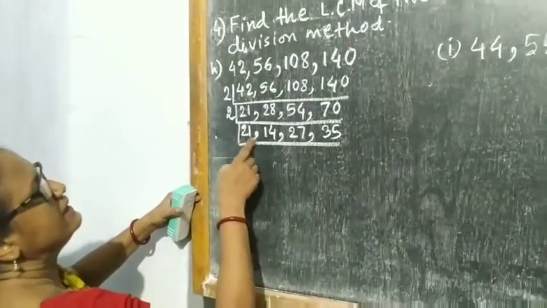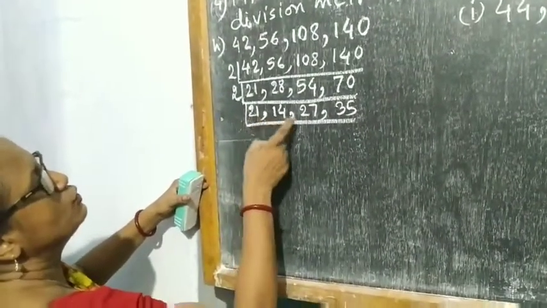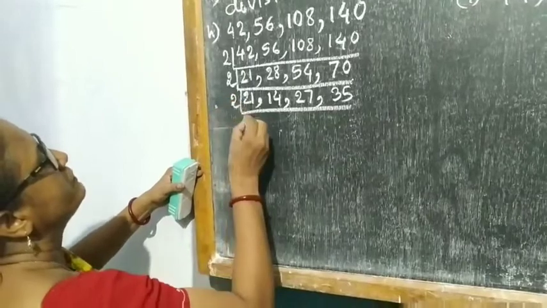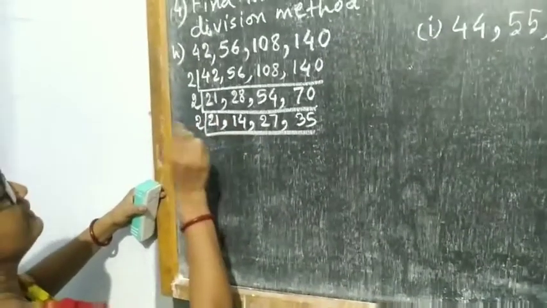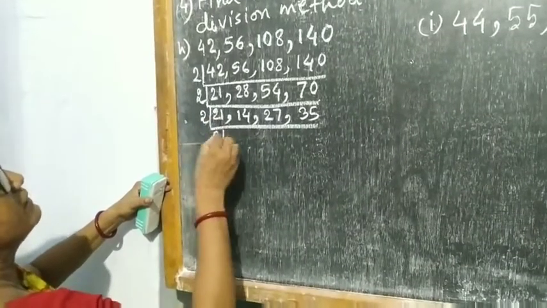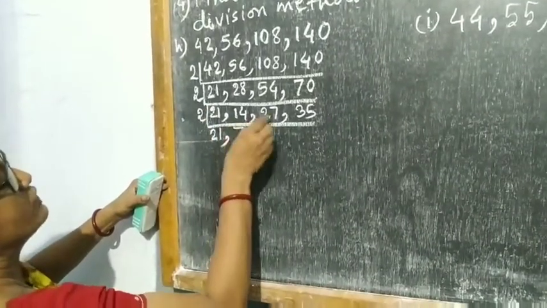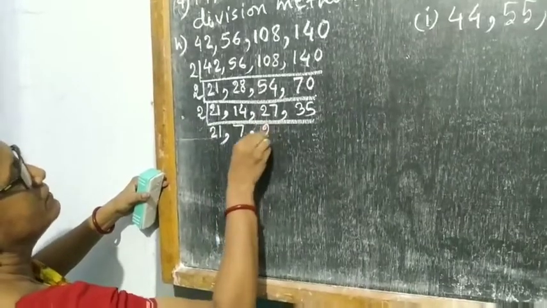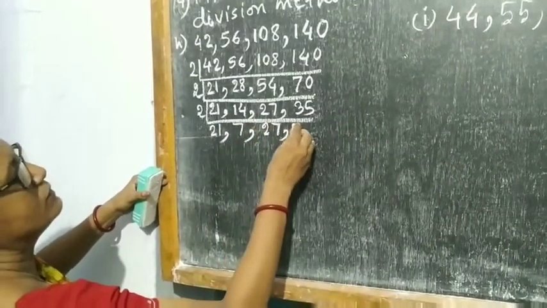Again divide the numbers by 2. 14 divided by 2, how much will you get? 7. Now you see 21 is not divisible by 2, so write 21. 14 divided by 2, 7. 27 divided by 2, no. 35 is divisible by 2, no.